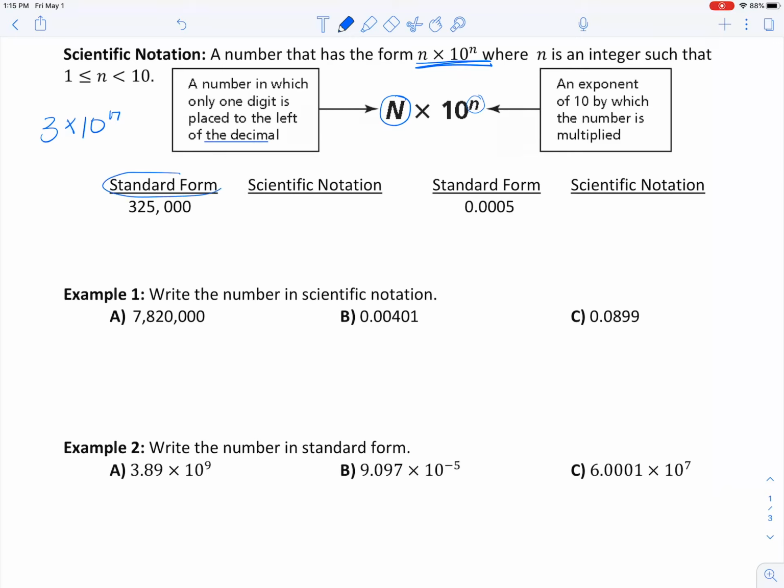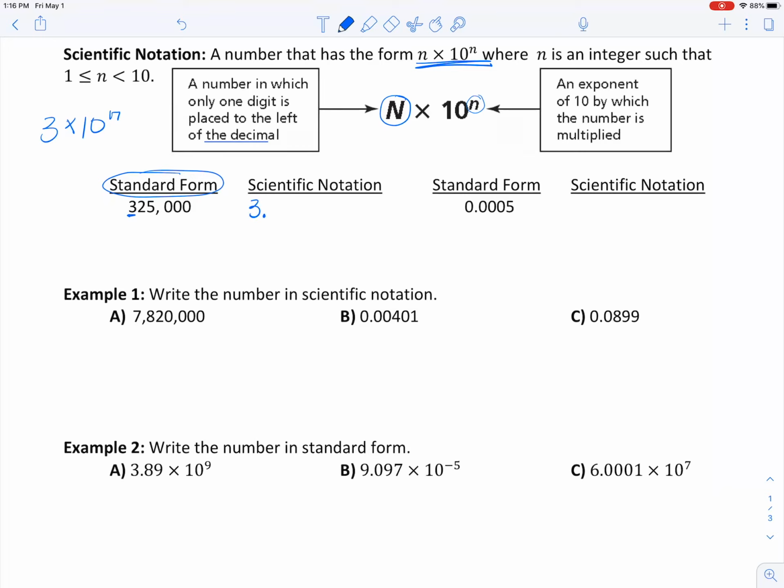So I think the best part is to actually get into some examples. Standard form is really how we always represent numbers. So any numbers that we've worked up until this point, it's actually called standard form. So we have the number 325,000. Okay, how can I write this using scientific notation?